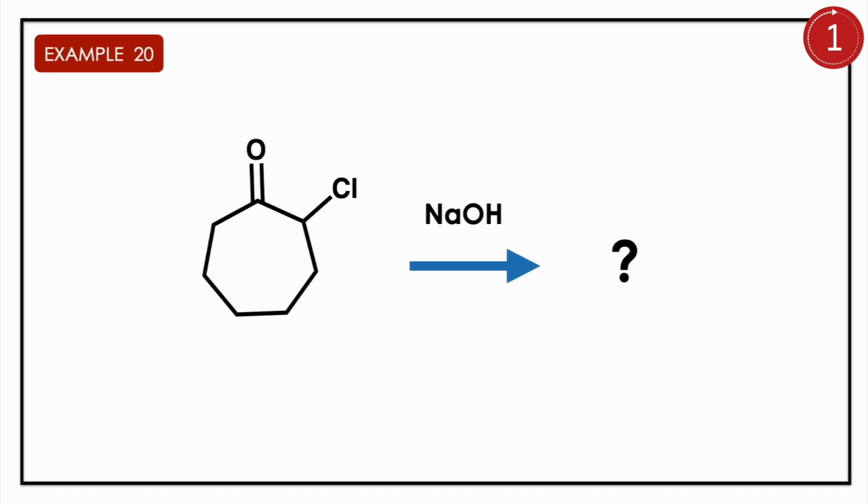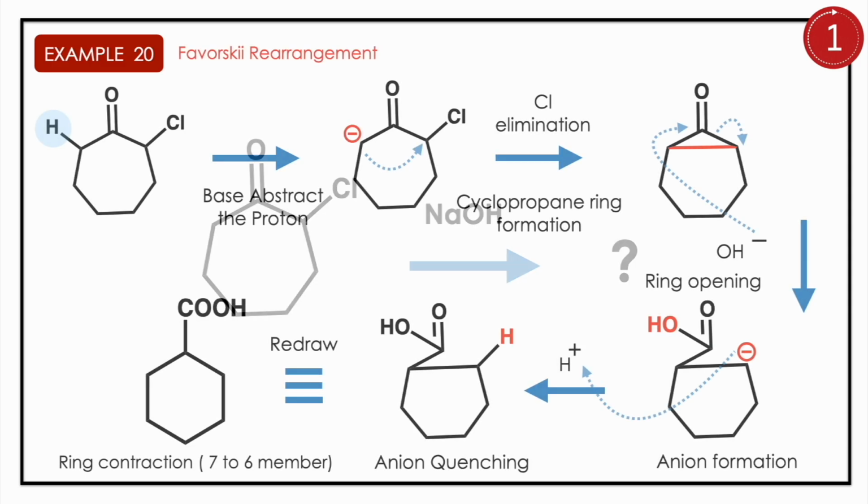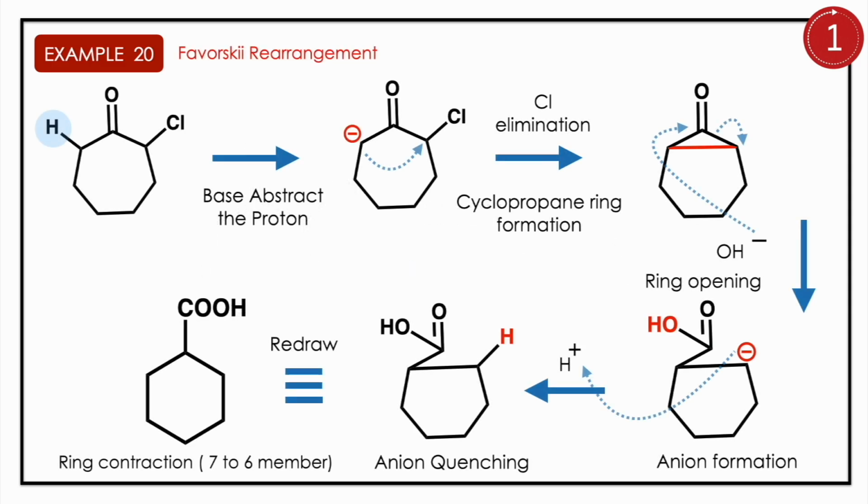Then the next question. Here you have cycloheptanone, a 7-member ring. At the alpha position you have chlorine. You are using sodium hydroxide. You should find what will be the final product. Here a ketone is there, an alpha hydrogen is there, a halogen is there. So there are chances of Favorskii rearrangement.